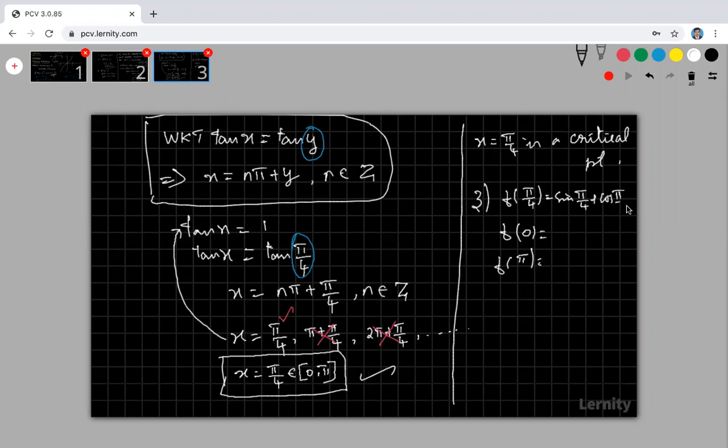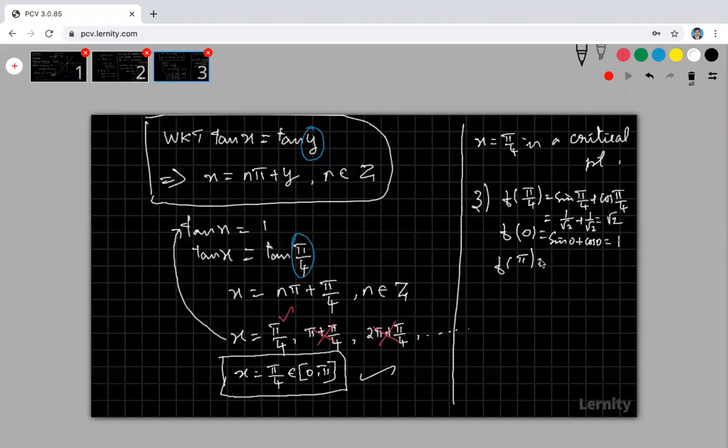What is sin pi by 4 plus cos pi by 4? Sin 45 plus cos 45. My sin 45 is 1 by root 2, and my cos 45 is also 1 by root 2. So this is nothing but 2 by root 2, which can be written as root 2. What about f of 0? F of 0 means sin 0 plus cos 0. My sin 0 value is 0 and cos 0 value is 1. 0 plus 1 is 1.